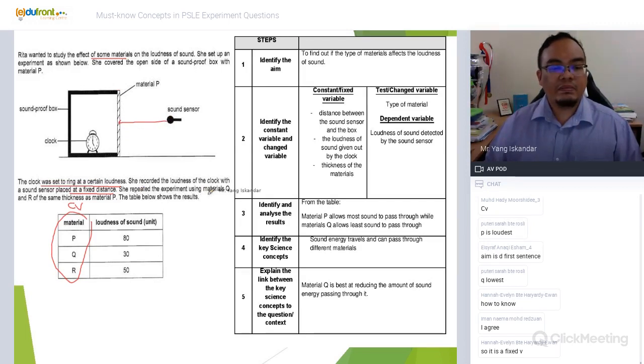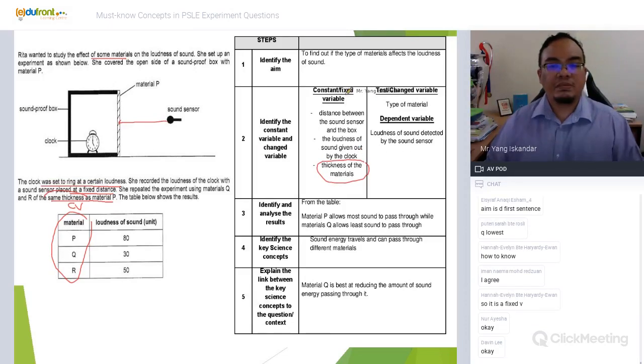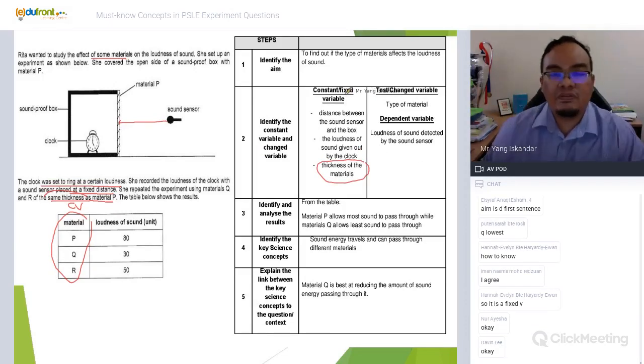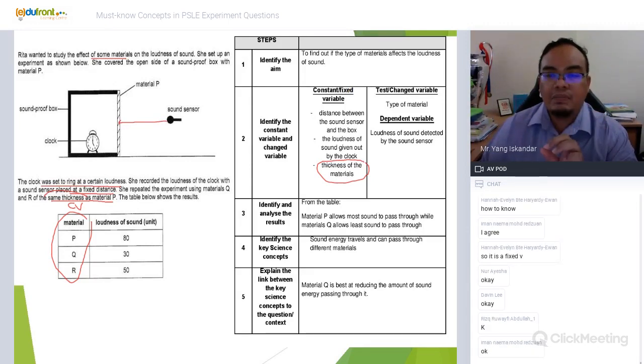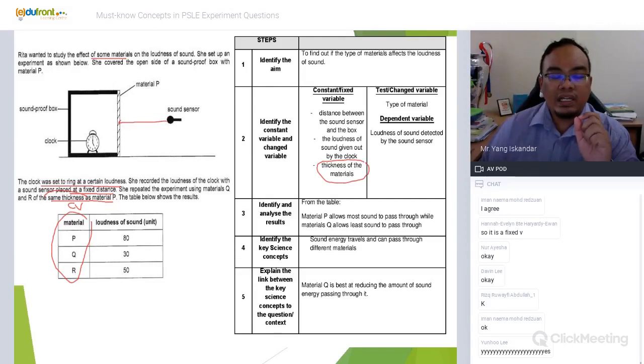And she repeated the experiment using material Q and R of the same thickness as material P. Again, the thickness of the material must be fixed. Otherwise it will not be a fair test, right? Remember, you are only testing the type of material. The thickness of the material must be the same.